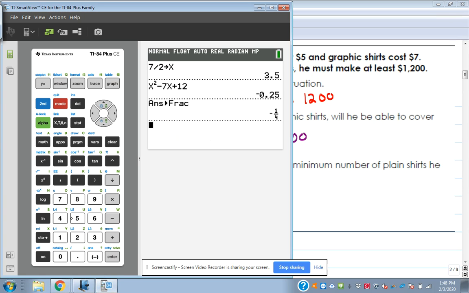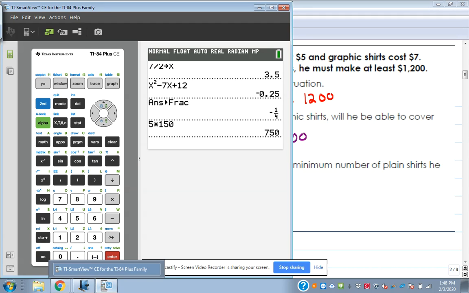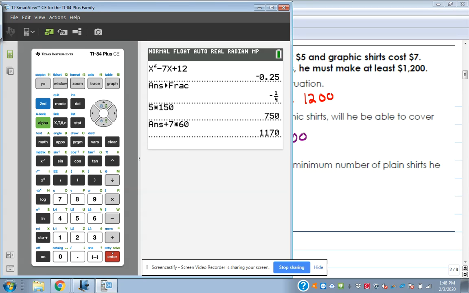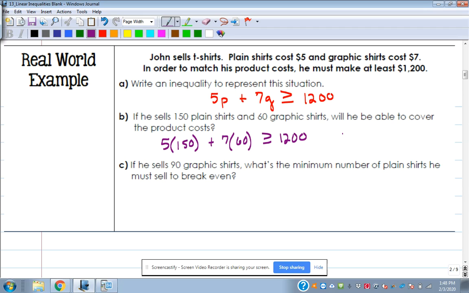So 5 times 150 plus 7 times 60 is 1170. Is 1170 greater than or equal to 1,200? No. So would he be able to cover his cost? No. Final answer there would be no, he can't.